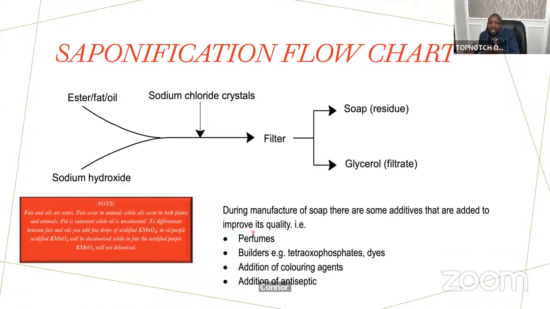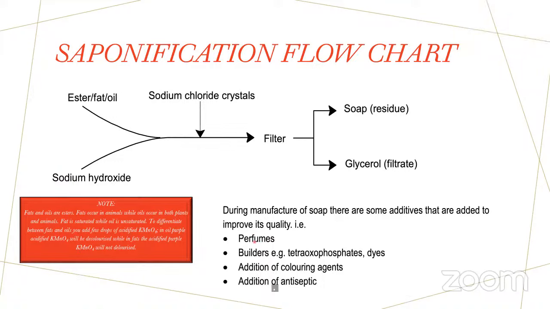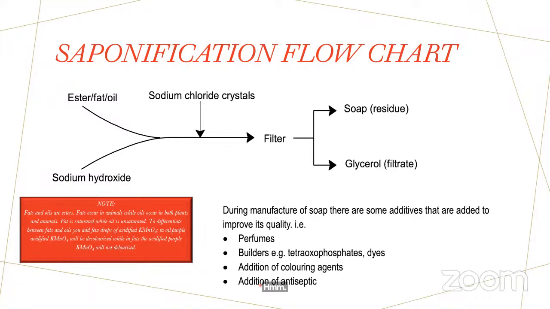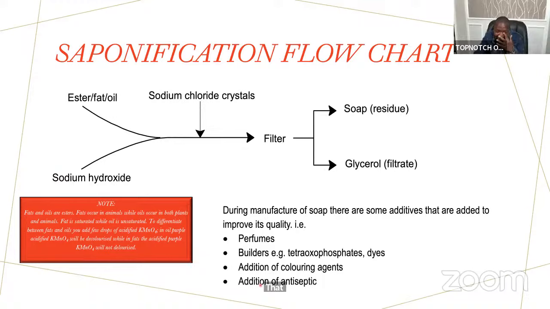So what makes Geisha better than the other? First of all, it's colored. Additionally, perfumes make it smell nice, then there are antiseptics, like Dettol. So we have addition of antiseptic, addition of coloring agents, addition of builders and perfumes. These are added to improve the quality of soap.